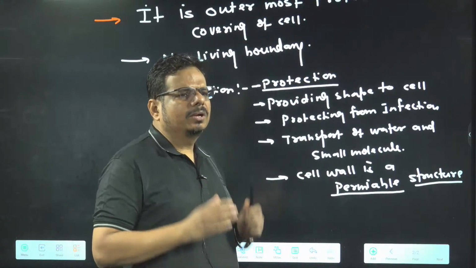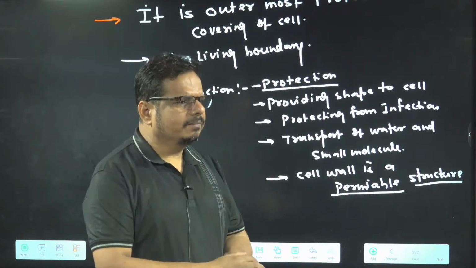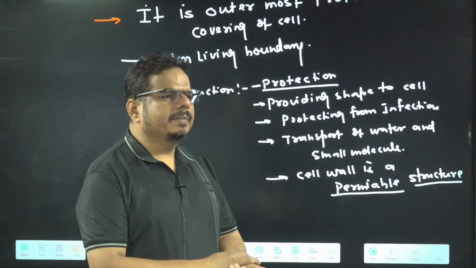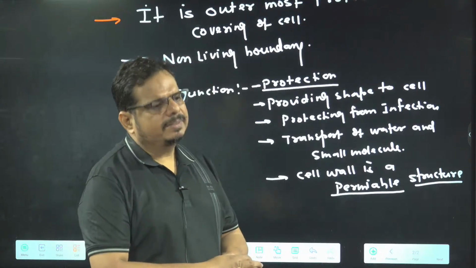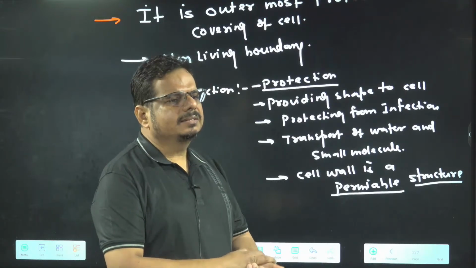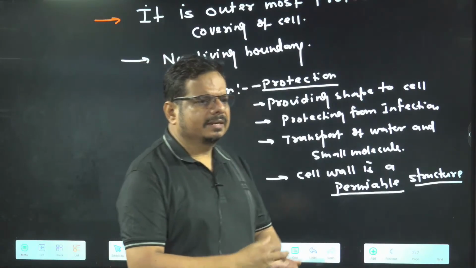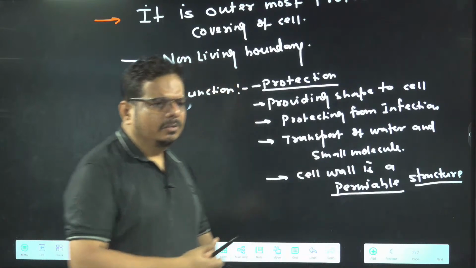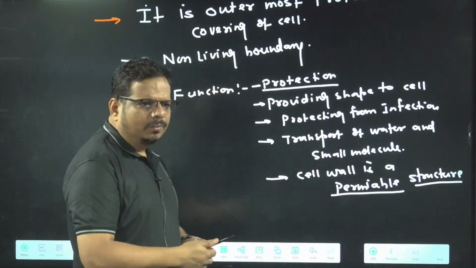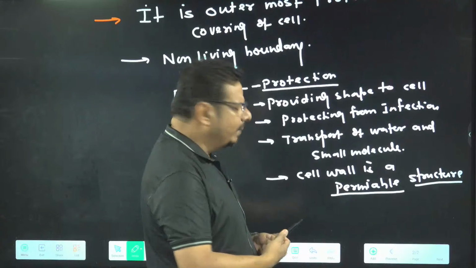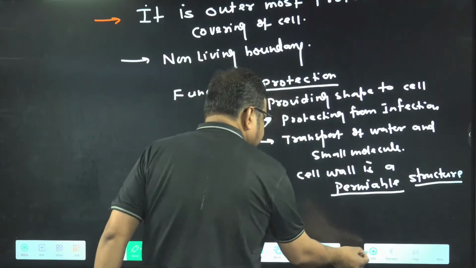If anyone is going to ask you a generalized question, that cell wall is permeable, semi-permeable, impermeable, selectively permeable, then what answer will you give? Cell wall is a permeable structure. Getting the idea? Clear in the mind? Okay, done, over. Now we are going to move ahead. Have a look here.